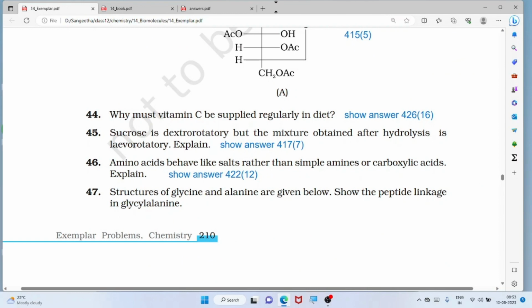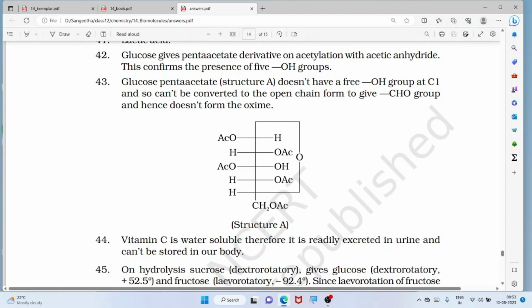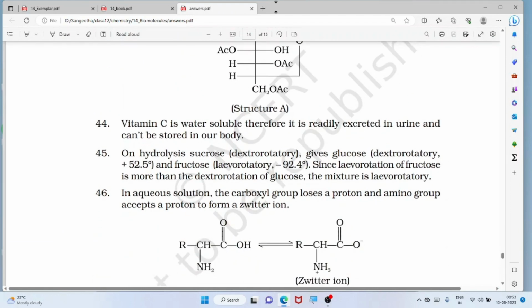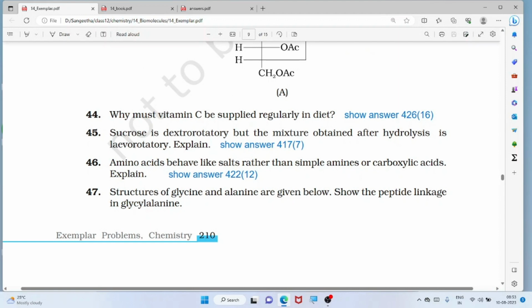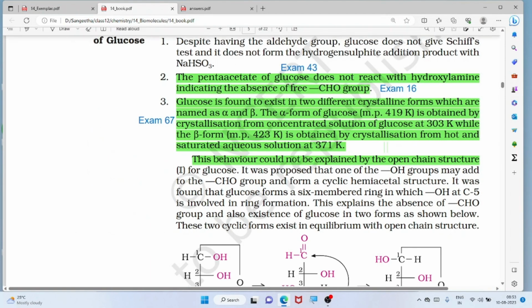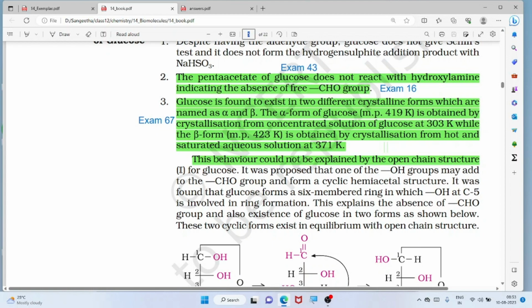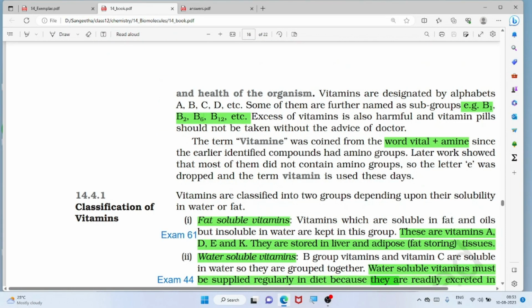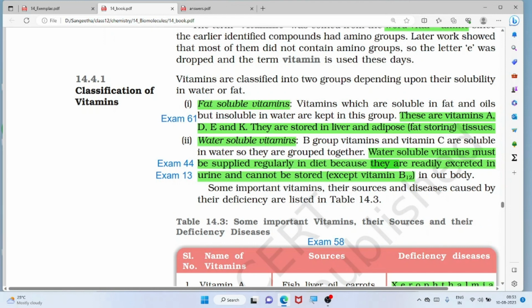Why must vitamin C be supplied regularly? Because it is water soluble. Vitamin C is water soluble, therefore it is readily excreted in urine and can't be stored in our body. So the water soluble vitamins must be supplied regularly because they are excreted in urine and can't be stored in the body.